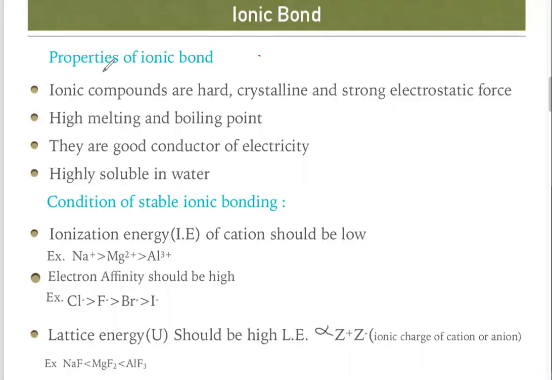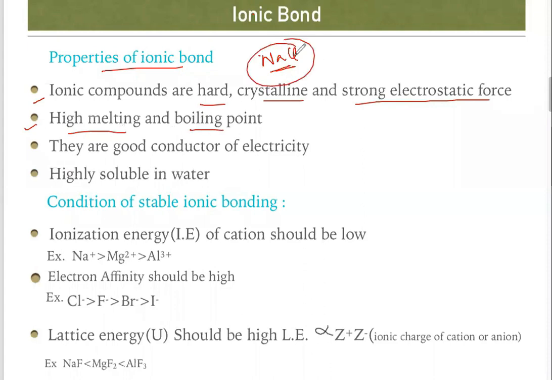Next, we'll talk about the properties of ionic bonds. First property: ionic compounds are hard and crystalline, with strong electrostatic force. If we talk about sodium chloride, as you already know, it is a hard crystalline solid. The force of attraction is very high between sodium and chloride ions. Next property: high melting and boiling point. Sodium chloride requires a huge amount of energy to melt and a huge amount of energy to boil.